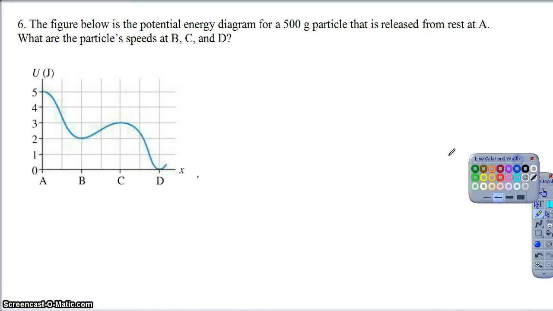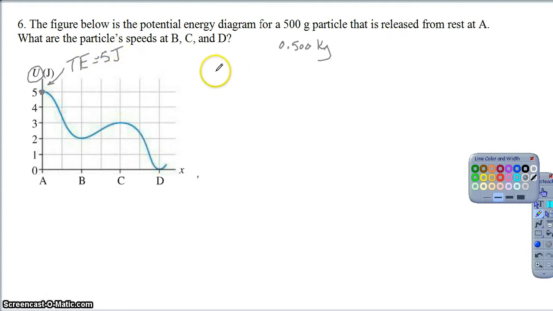So, question 6. The figure below shows a potential energy diagram once again for a 500 gram, so a 0.500 kilogram, particle that is released at rest from point A. What are the particle speeds at B, C, and D? Well, this one's hopefully not a bad question at all. It tells me it's released at rest from this location. And this is representing the potential energy, which they're using U. So the total energy at that location is 5 joules of energy.